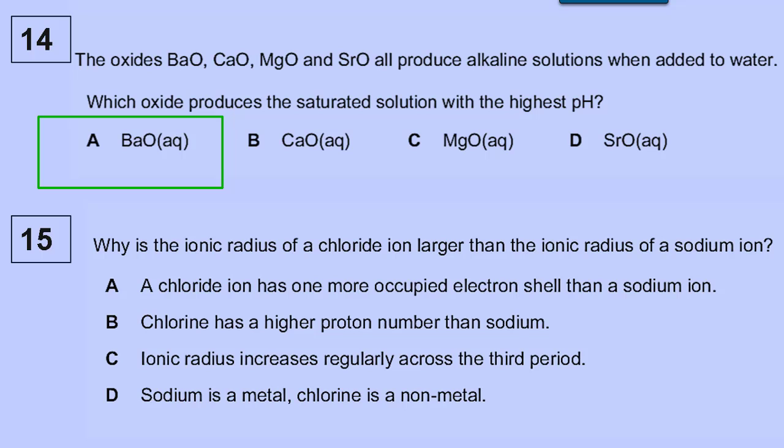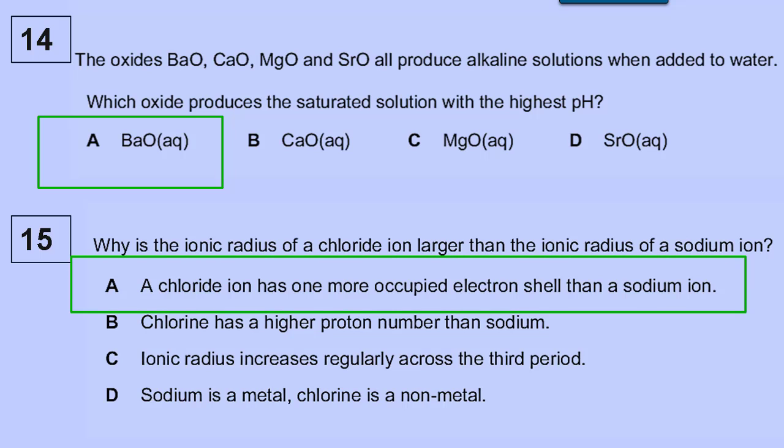Why is the ionic radius of chloride ion larger than the ionic radius of sodium ion? Let's read the choices and choose the correct one. Number A, chloride ion has one more occupied electron shell than sodium ion. Of course, this choice is the correct one because chloride ion has 3 completely filled energy levels, but in case of sodium we have only 2 energy levels.